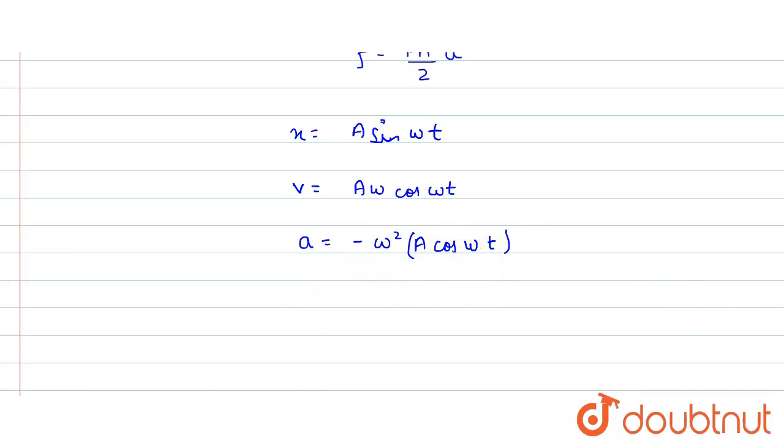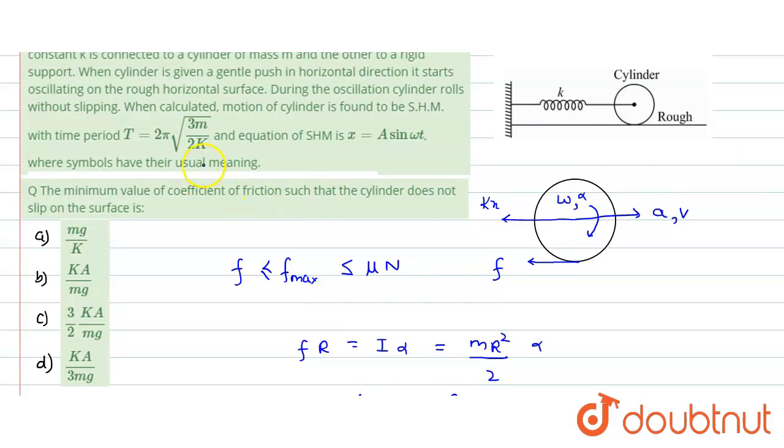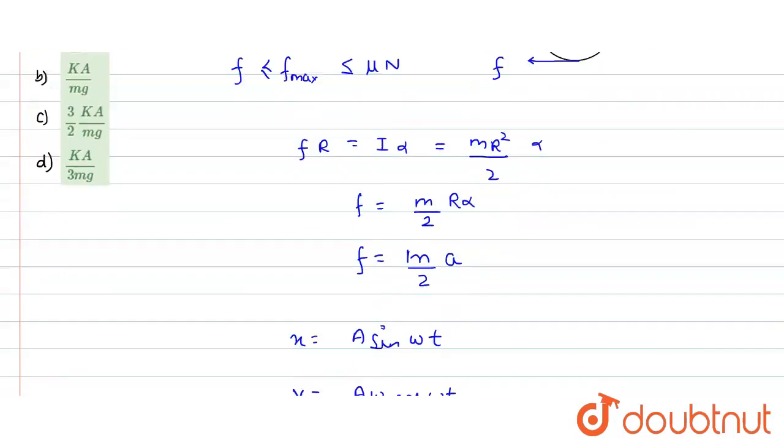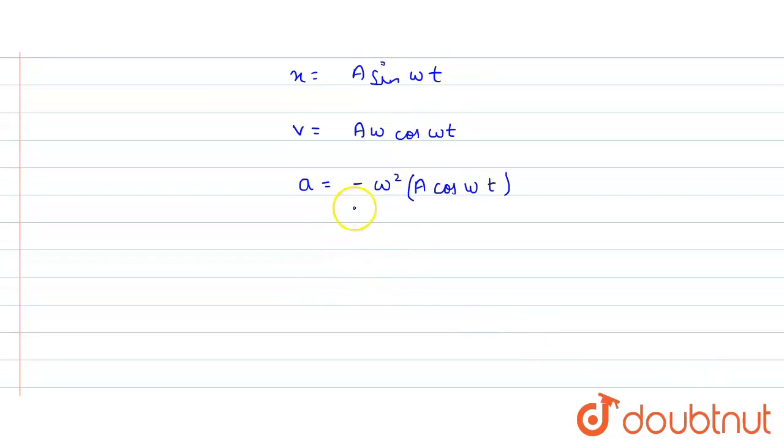Okay, this is a standard equation. Now what is the value of ω? We know that the time period is given as T equals 2π under root 3m divided by 2k. So from the time period we can say that ω would be equal to 2π by T. This is the value of ω, whole square, into A.